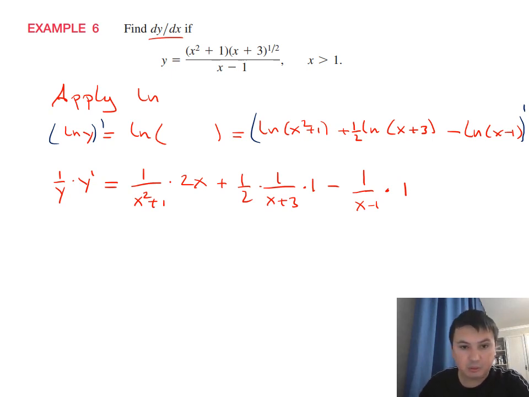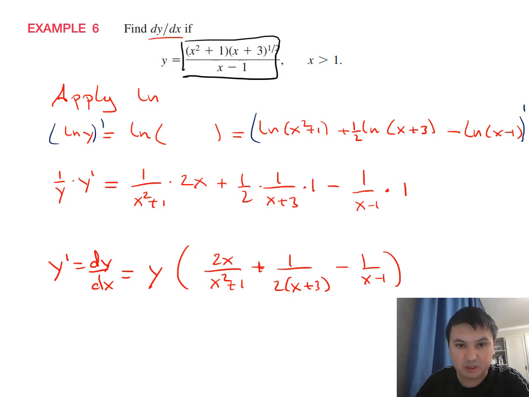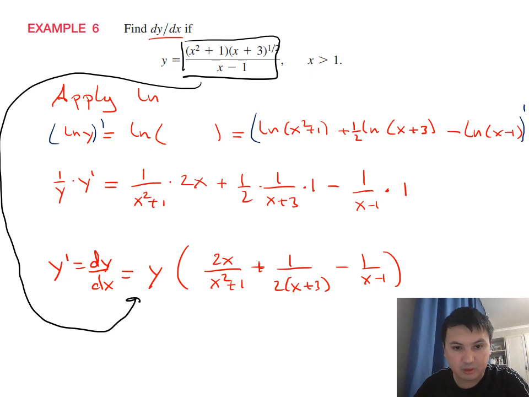Okay, so what is my y prime? Or if you like, dy dx. You just multiply both sides by y, right? So I multiply both sides by y. So this is y times all this term: 2x over x squared plus 1 plus 1 over 2 times the derivative term over x cubed plus 3x, minus 1 over x minus 1. And you should also replace y by the original function, right? So let me not do it, but you can replace this y on the right by this complicated expression. So that gives you the derivative.